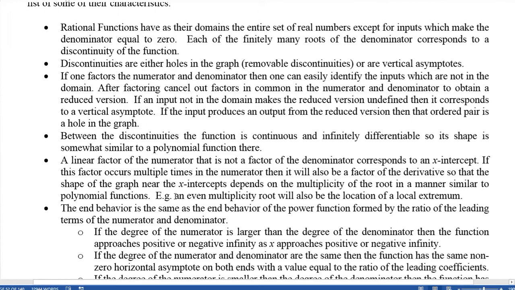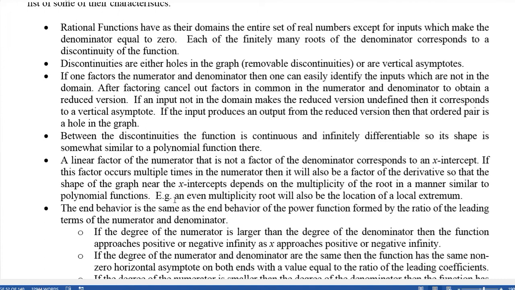So if you have a linear factor of the numerator that's not a factor of the denominator, that corresponds to an x-intercept. Any x value that makes that factor 0 will be an x-coordinate for an x-intercept. If it occurs multiple times in the numerator, that will also be a factor of the derivative. So the shape of the graph near the x-intercepts depends on the multiplicity of the root there in a manner very similar to that we studied for polynomial functions.